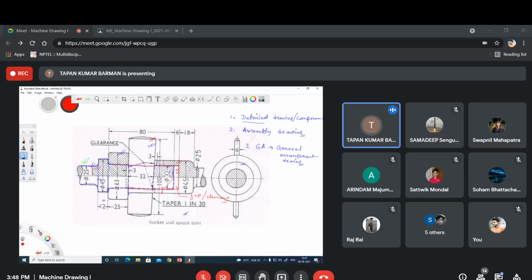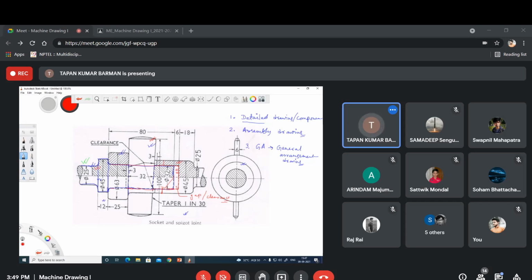From the drawing, you have to understand, you have to read the drawing, you need to find the dimensions, and from there you need to draw the individual component. You need to consider the individual component. For the individual component, you need to draw at least two views.